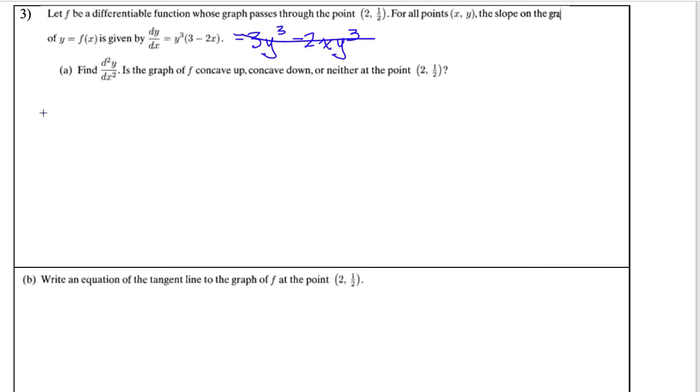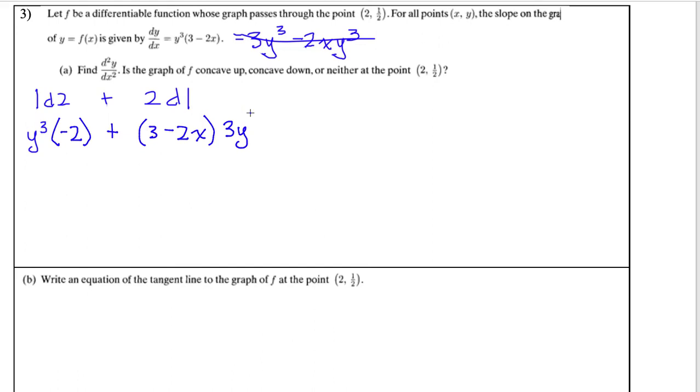I'm going to come back down here, and product rule, shout it out, is 1 D2 plus 2 D1. There it is. So 1, that's y to the power of 3. D2, well, that's the derivative of 3 minus 2x, which is, there it is, -2. Plus, what is 2? 3 minus 2x. Perfect. And then D1, that's the hard bit. 3y to the third, second power times 3 y prime. Whenever you take the derivative that has a y, you will always have a y prime that pops out.